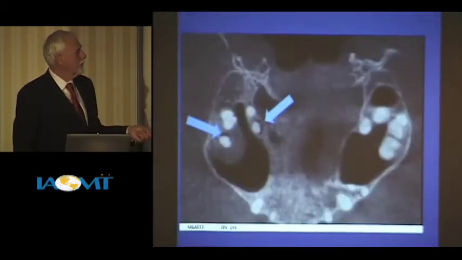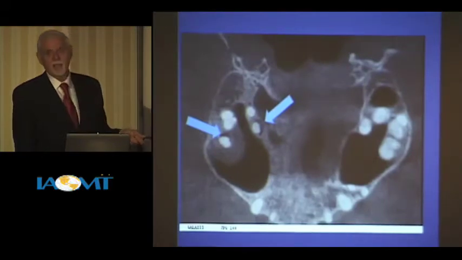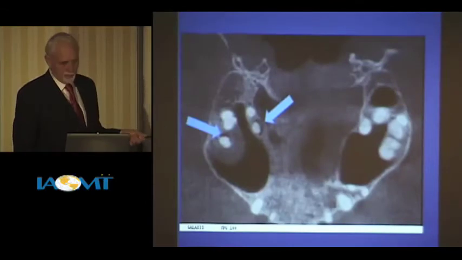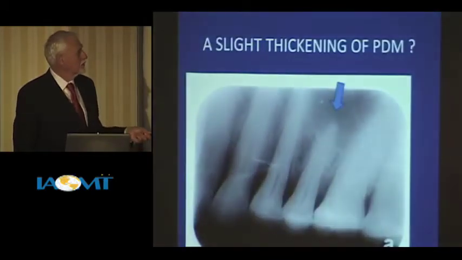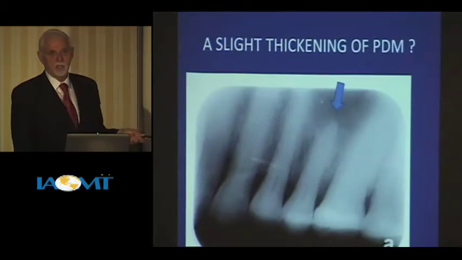Look at this now from the axial view. See the sinus inflammation. Look at this around the root of the tooth. That's not normal. That's not healthy. That's an abscess in my book. A slight thickening of the periodontal membrane space. Don't really see something. Again, you guys can beat me up about the quality of the x-rays, but sometimes that's what I get.